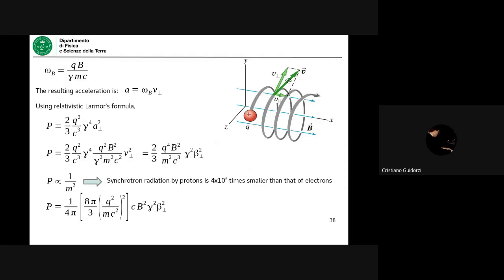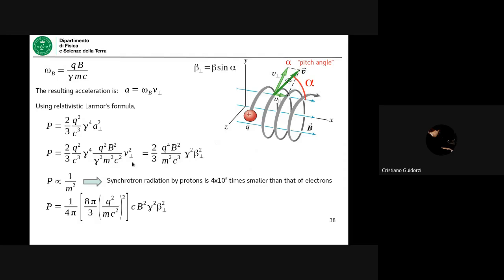If we rearrange the formula of the total power emitted by the particle by multiplying and dividing by 4 pi, that's exactly what I did, and by dividing and multiplying by c, you see that among square brackets I have something that should look very familiar to you. This is indeed sigma Thomson, the Thomson cross section.